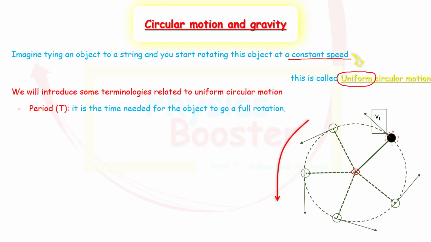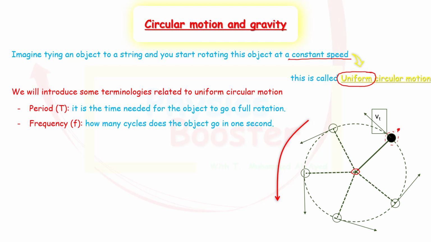Now, let's first of all introduce something called the period, or the time period. The time period is the time needed for the object to go one full rotation. So if it took this object, for example, 2 seconds to start from this point, rotate a full rotation and go back to its original point, this means that the time period is 2 seconds. So it's very simple and clear. It's just the time needed for an object to go one full rotation.